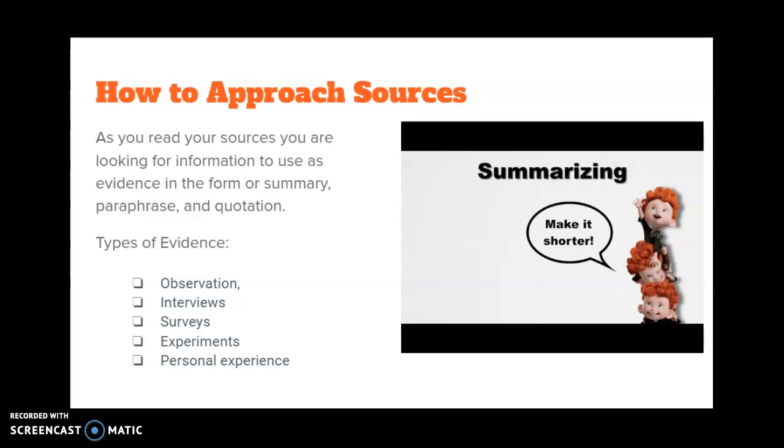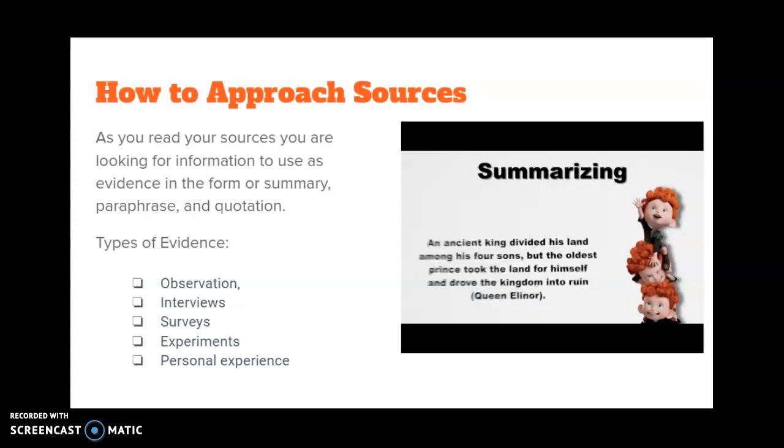Now let's summarize this passage, because it's kind of long. A summary would sound something like, "An ancient king divided his land among his 4 sons, but the oldest prince took the land for himself and drove the kingdom into ruin." So when we paraphrased, we focused on the king giving away the land. But here, we're also focusing on the fact that the prince took all of the land and the effects of that.